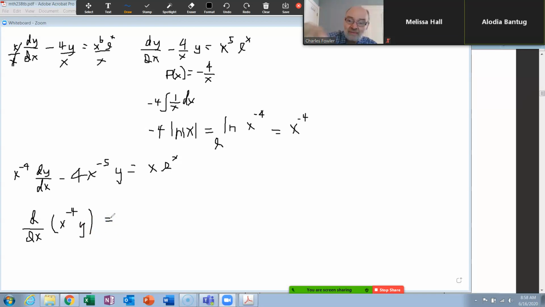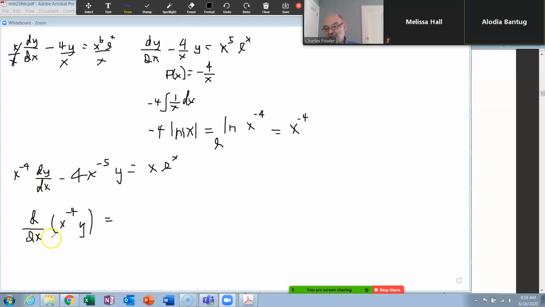X to the minus 4 times y. That's what we hope this left-hand side is a perfect derivative of: integrating factor times your function y. And this over here just continues to be whatever it is. Okay. Well, let's first, and I always do this just because I'm anal retentive, I always like to take that derivative and make sure that what I'm saying is indeed that. So let's take the derivative of that.